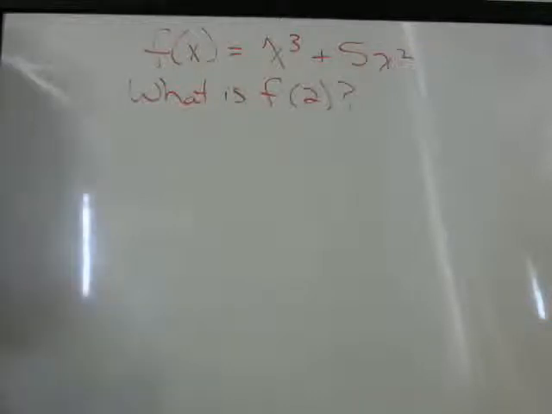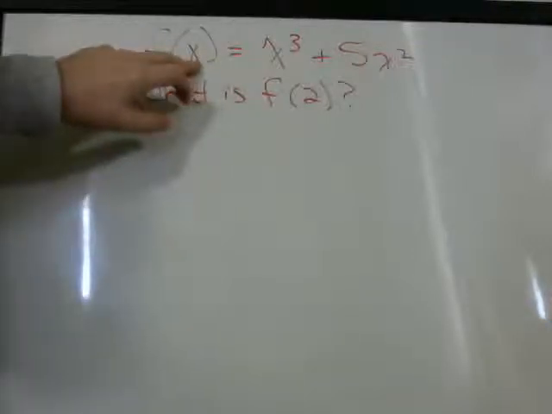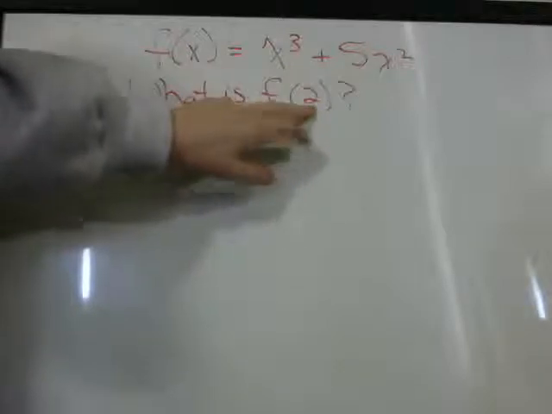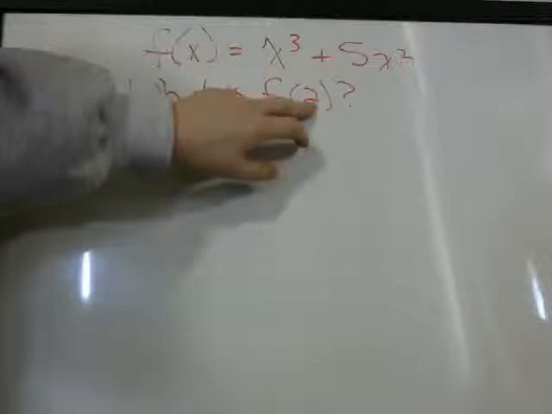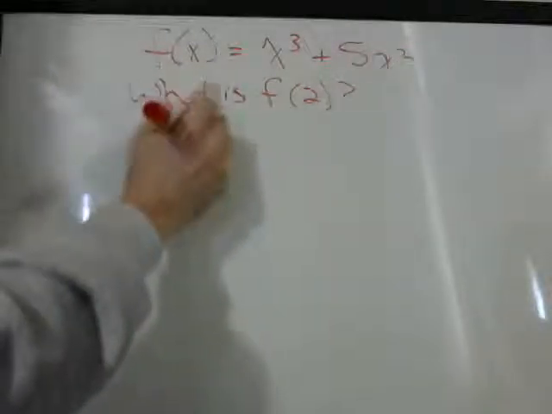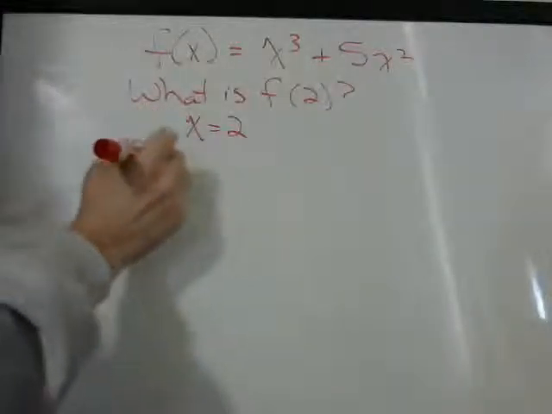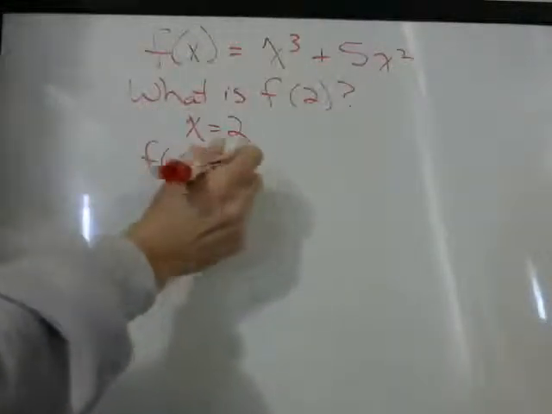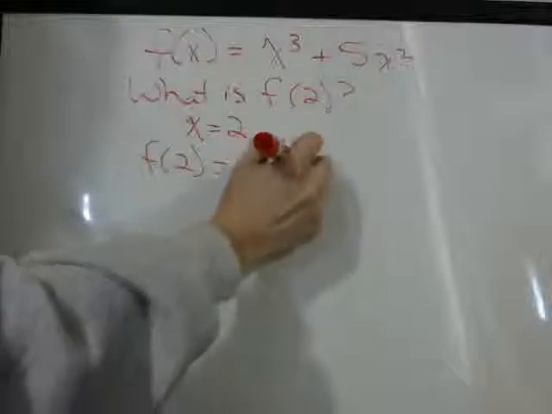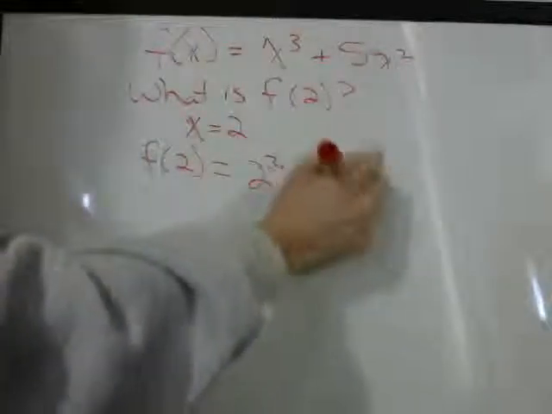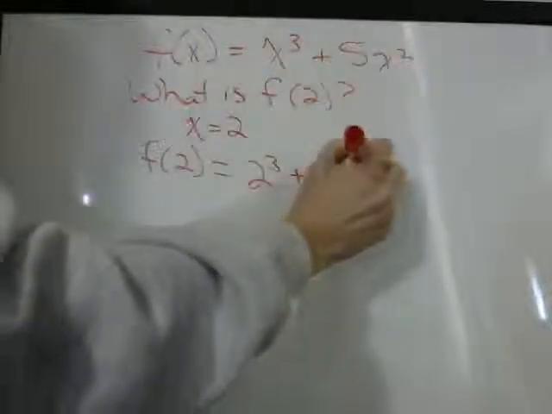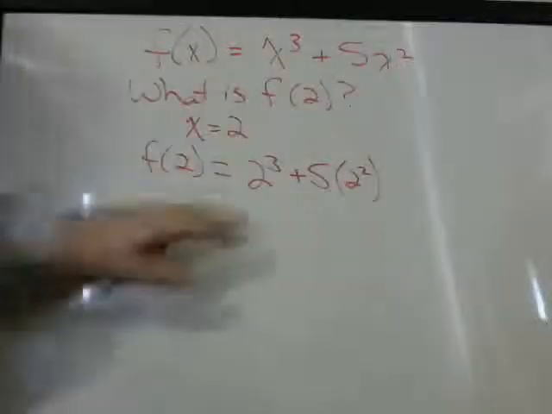So all you're going to do with this is here you can see x is in the parentheses. Here there's a 2. So instead of an x in this, we're going to substitute it with a 2. So in a way you can think of it as x equals 2 and then evaluate that. So f of 2, all you do is substitute this 2 in for the x. So you just say instead of x cubed, you're going to go 2 cubed plus 5 times, instead of x squared, it's going to be 2 squared. Then you're just going to evaluate this.